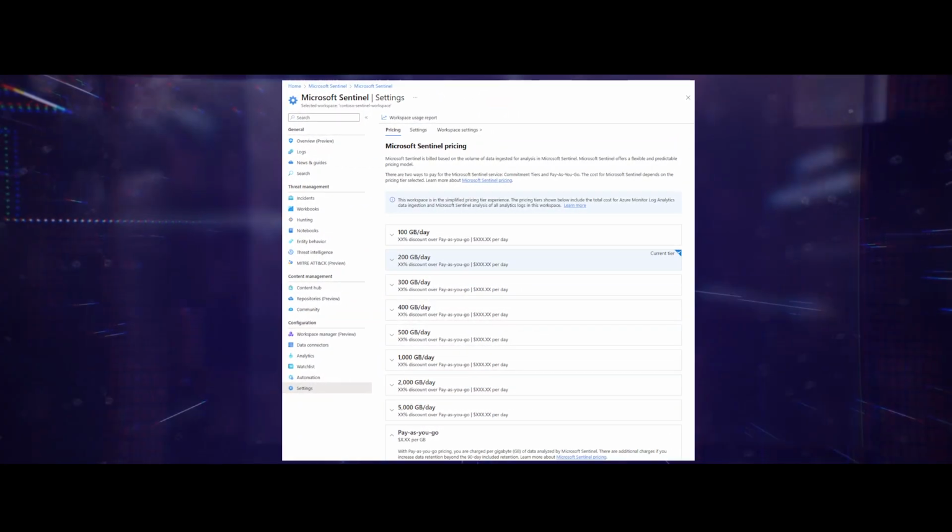Commitment tiers provide significant discounts on pay-as-you-go pricing. So if you know you'll be consistently ingesting over a certain threshold of analytics logs, then you can commit to that ingestion and receive the discount. The commitment tiers start at 100 gigabytes a day and go all the way up to 5 terabytes, with increasing discounts for the higher tiers. So that concludes the brief overview of Microsoft Sentinel ingestion.